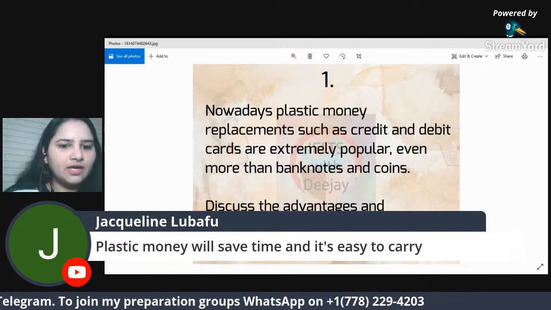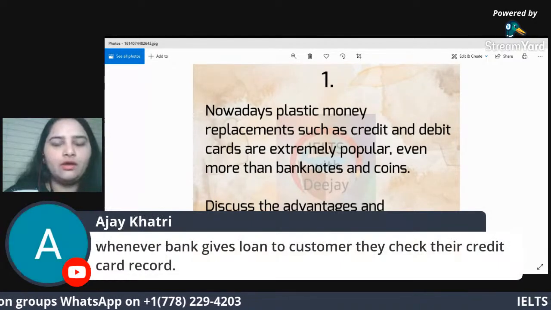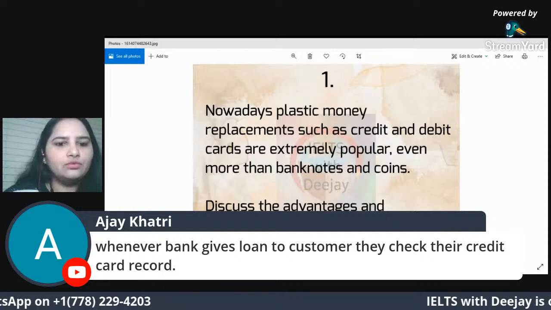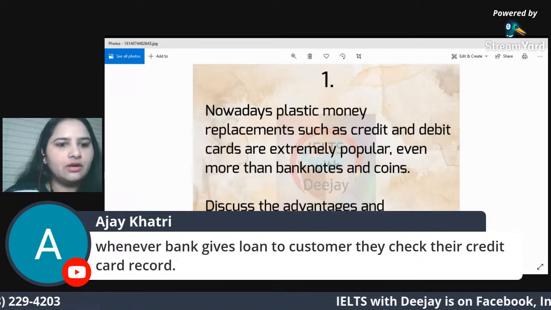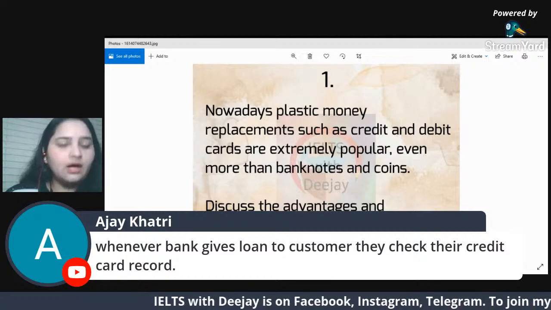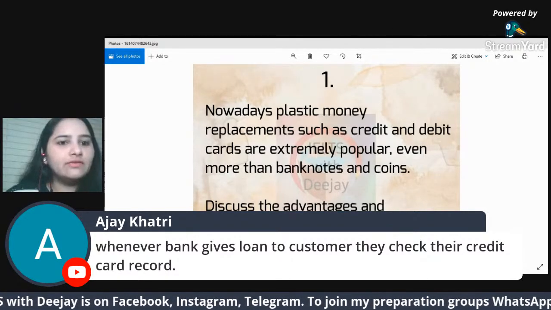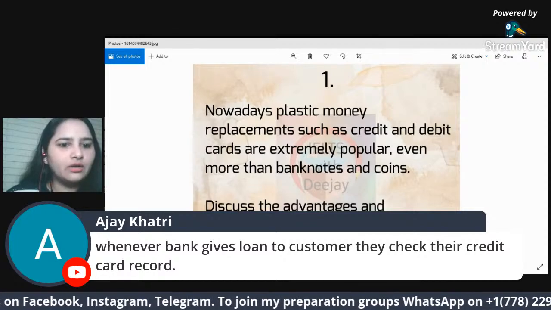Plastic money will save time and it's easy to carry. Very good. Whenever a bank gives a loan to a customer, they check their credit card record. Yes, you can say that a record is maintained, and that has a positive impact when you have a good record.